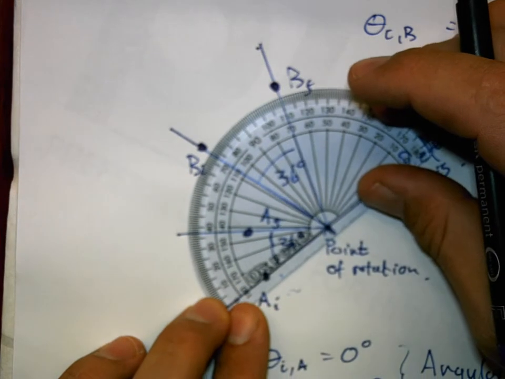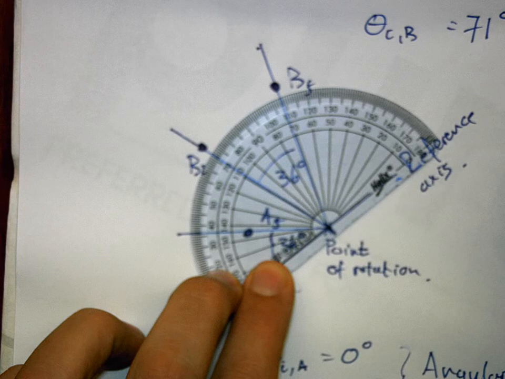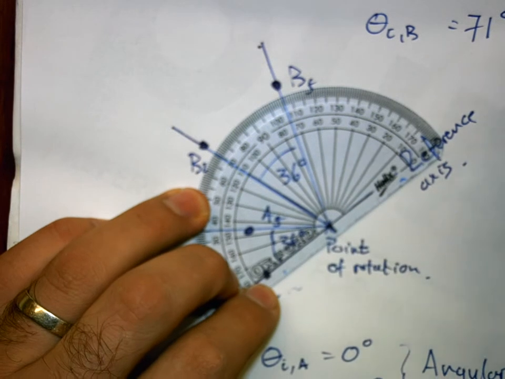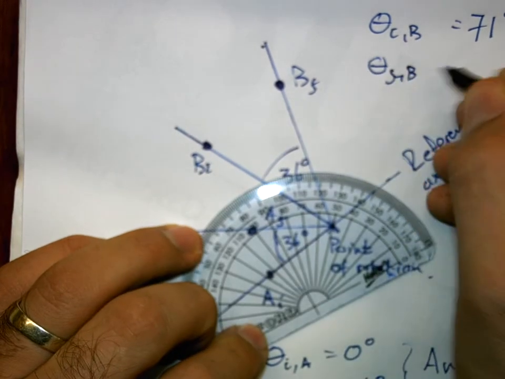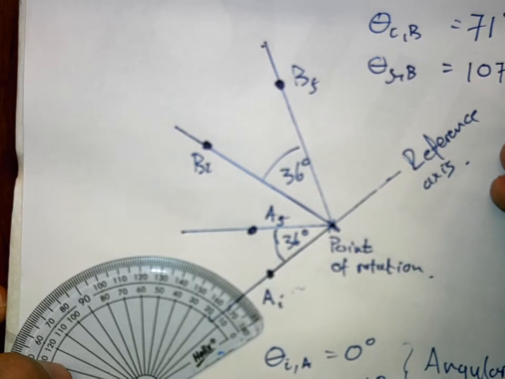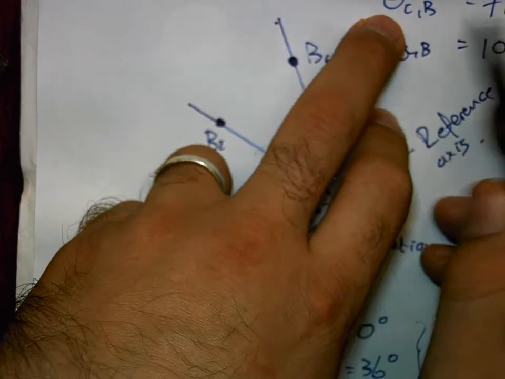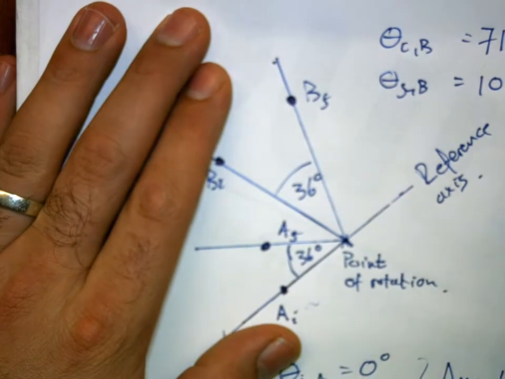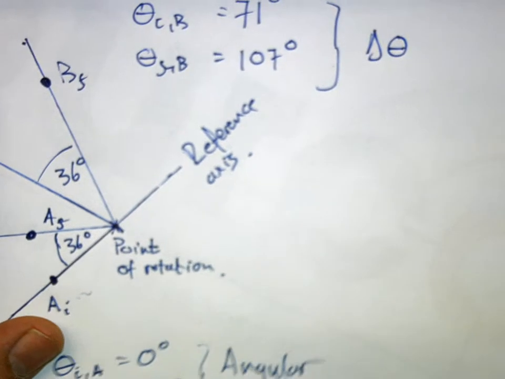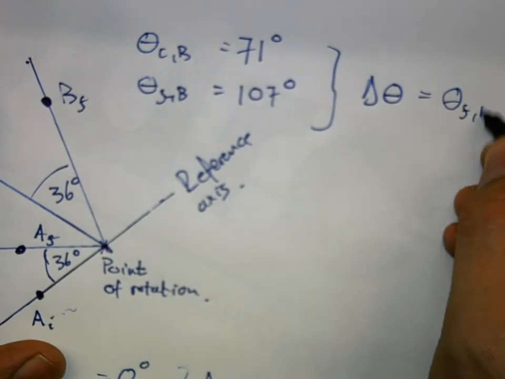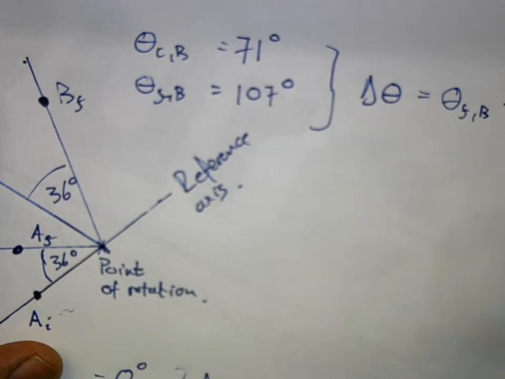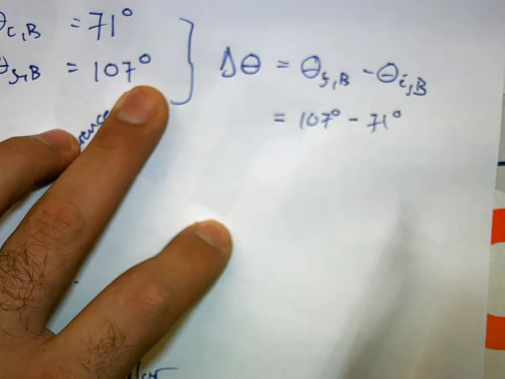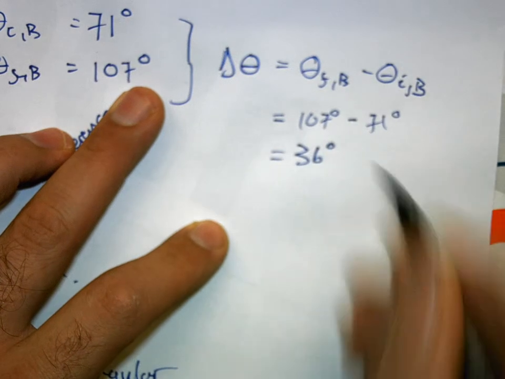And then the final position of point B is 106, 107 about. So this was the initial angular position of point B, that's the final angular position of point B. And if we now want to figure out what the change in the angular position was, we're going to define the change in the angular position as being the final position of a point minus its initial angular position. We get that this is 107 degrees minus 71 degrees, which just gives us 36 degrees.